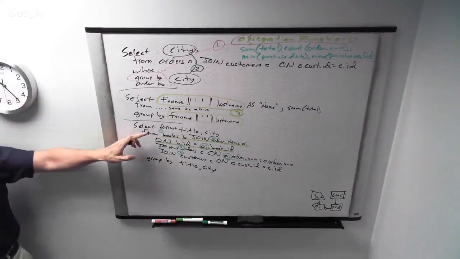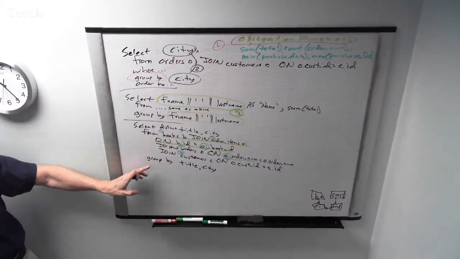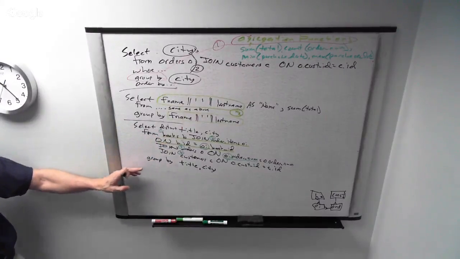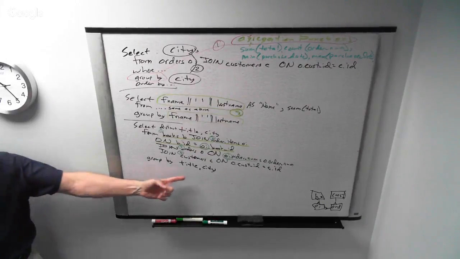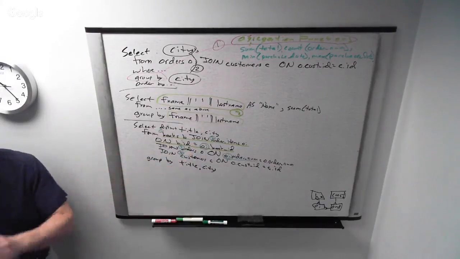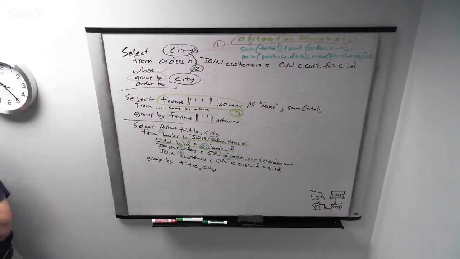So if I say select distinct title, city and group by title, city, this will give me a listing of all the titles that were ordered from people in those cities. Or I could change this to customer name. What, if you didn't have it, what would you get?